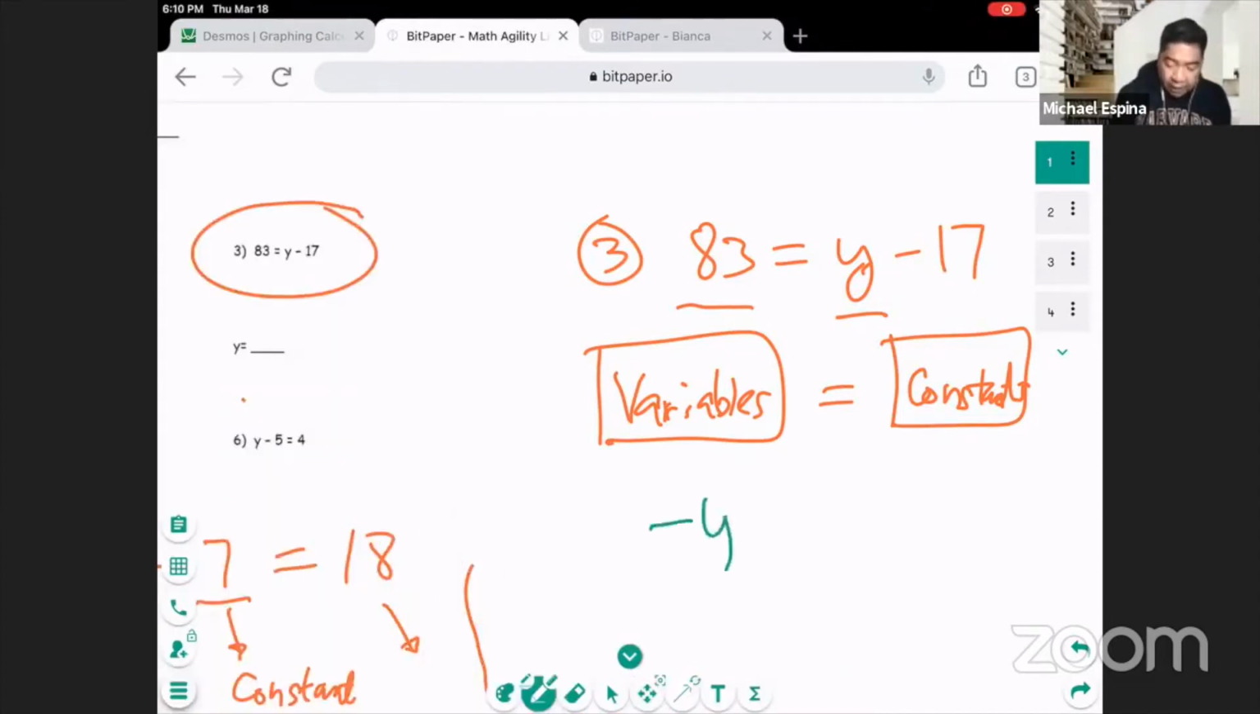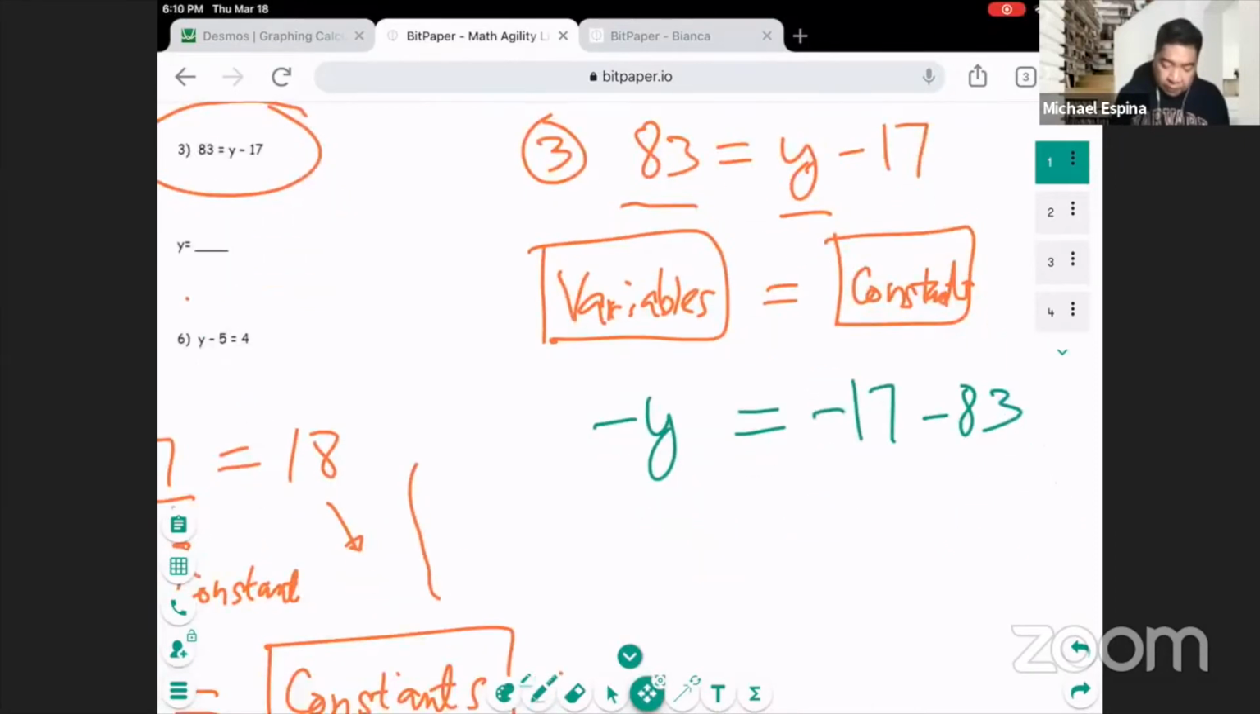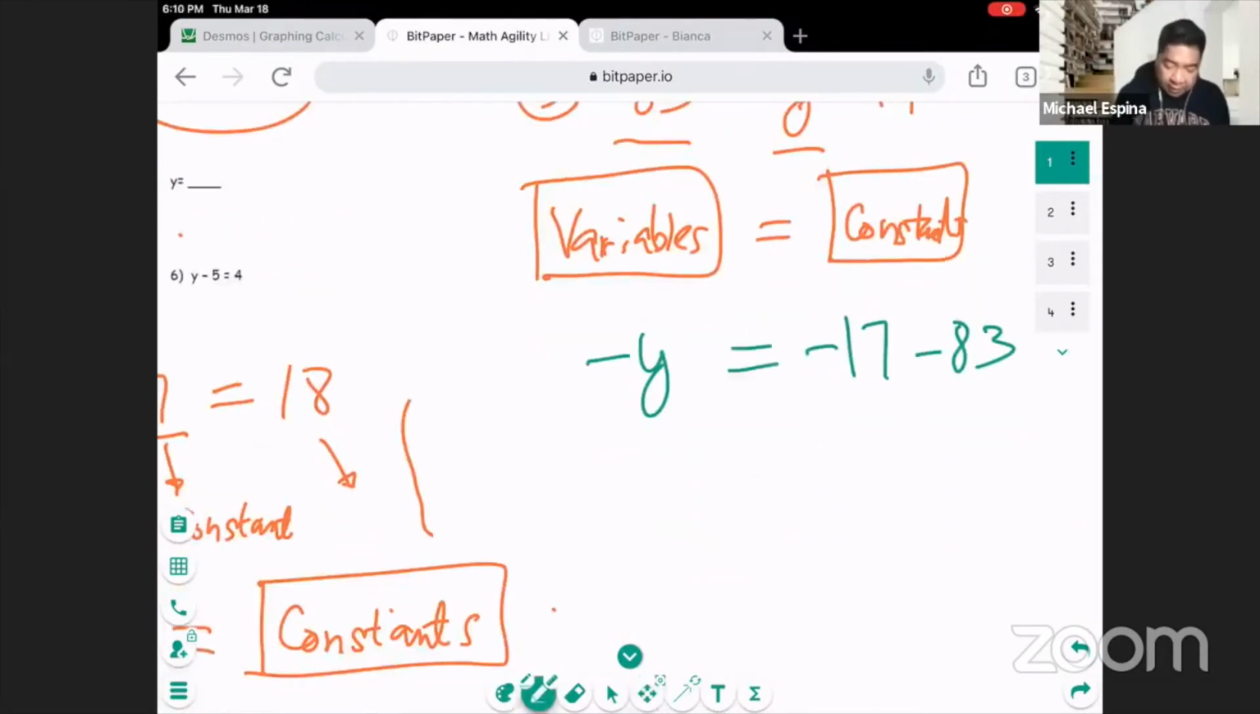So negative y equals, let's copy again, negative 17. And then we try to move 83 to the right-hand side of the equation. Since it's a positive number, it becomes a negative number because we're moving it to the right-hand side of the equation. So negative 17 minus 83. What would be the answer? Let's copy again, negative y equals, adding this together would give us negative 100, right?